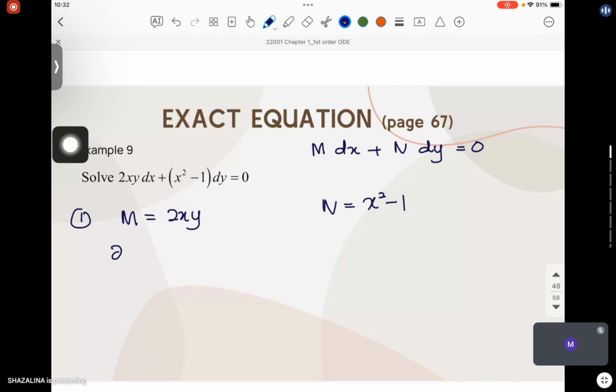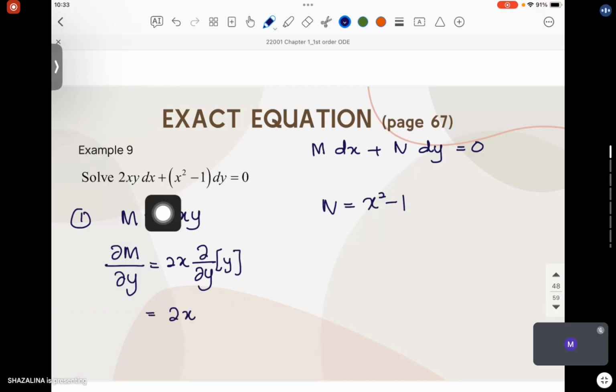Proceed with differentiation. Okay, differentiate M with respect to y. Your x is constant, so we differentiate only y. 2x differentiate y is 1. So, del M del y is equal to 2x.